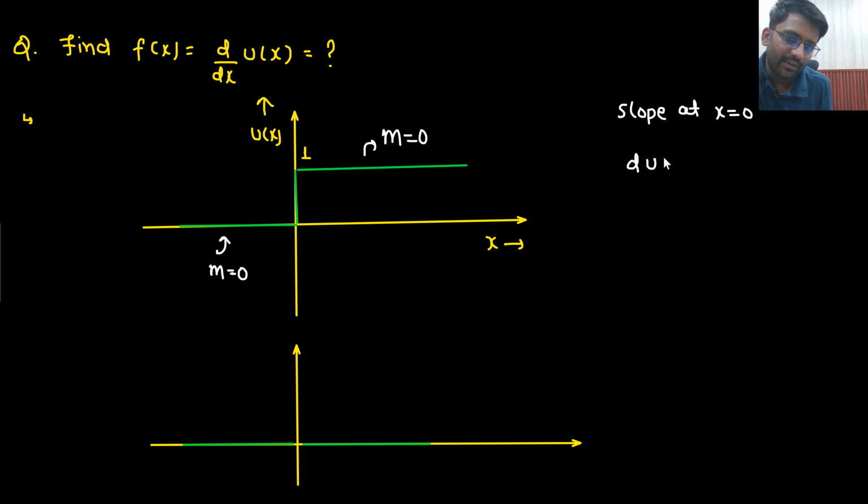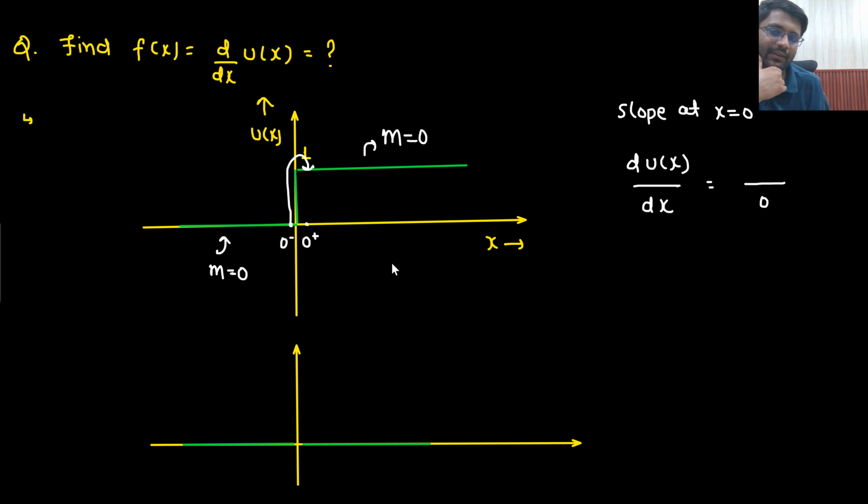So you need to find out d by dx of u(x) at x equals 0. So you let me know. X is going from 0 minus to 0 plus. How much is x changing? X is changing by 0. But how much is y changing? Y is going from 0 to 1.